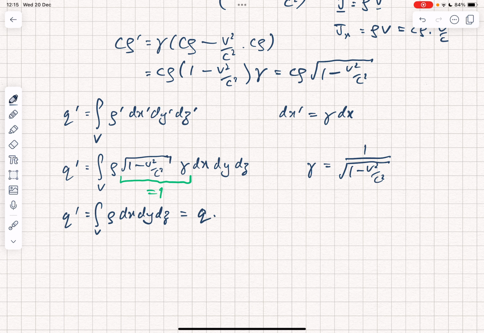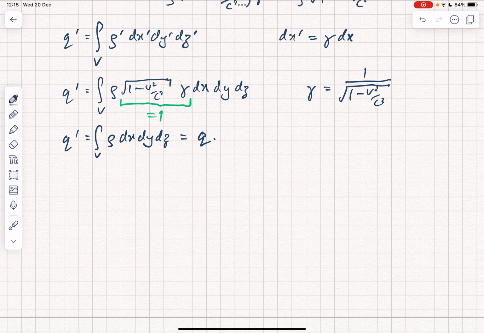This is not revolutionary, it's nothing terribly surprising. We're saying that the total charge is invariant as we transform between reference frames, but it just demonstrates that having that charge current density 4 vector enables us to write things in terms of invariance. So we've got the fact that the continuity equation is obeyed in all reference frames and the total charge is invariant. Let's just introduce a couple more operators.